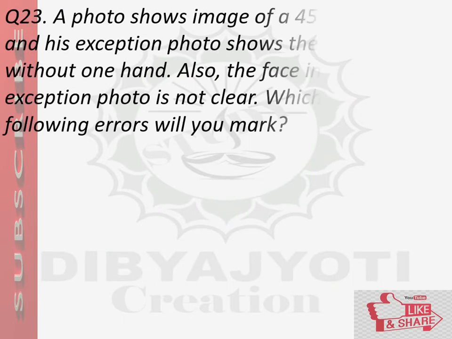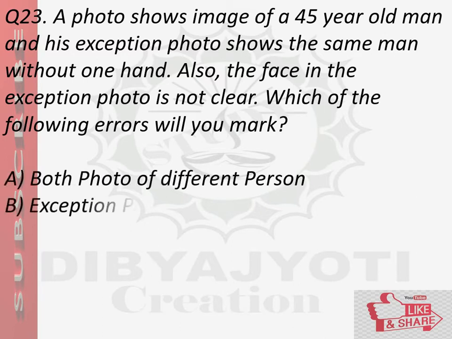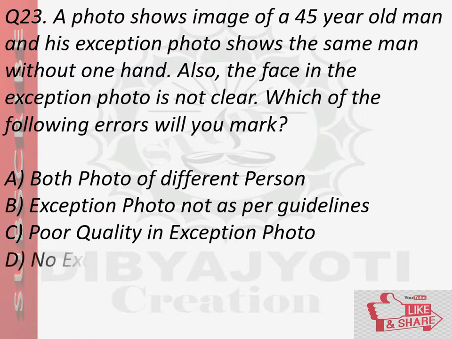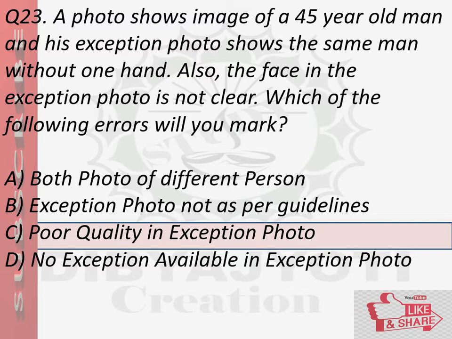The next, a photo shows image of a 45-year-old man and his exception photo shows the same man without one hand. Also the face in the exception photo is not clear. Which of the following errors will you mark? Options are option A both photo of different person, B exception photo not as per the guideline, option C poor quality in exception photo, option D no exception available in exception photo. And answer is option C poor quality in exception photo.